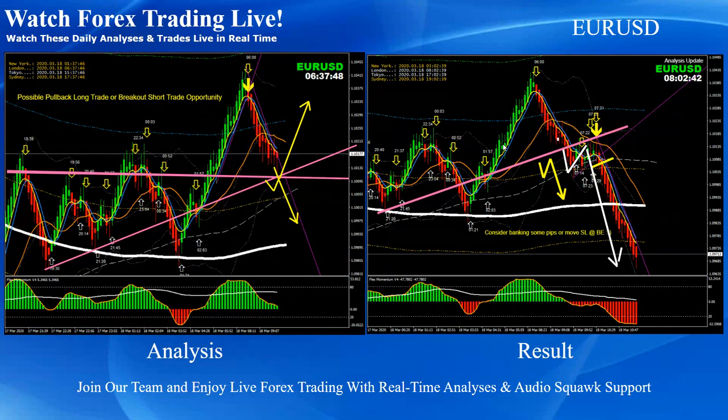So it's not about just analysis. We give this explanation, and in other words, you can see the live training with the live market. So that's an interesting method to develop a trading skill.